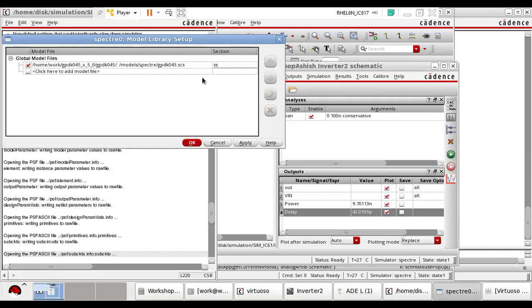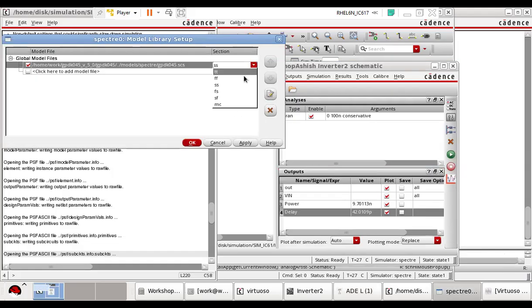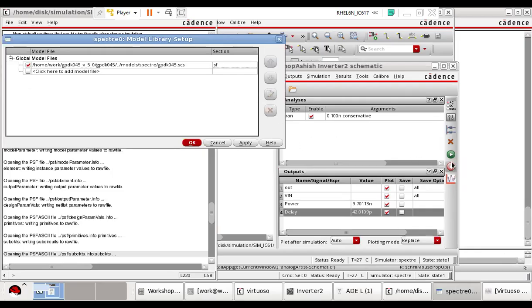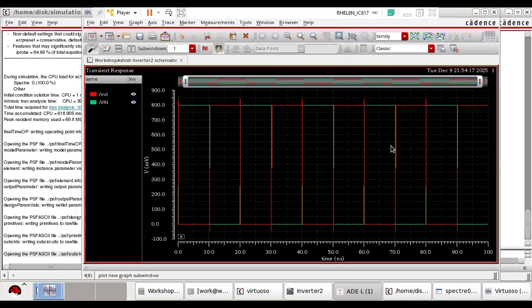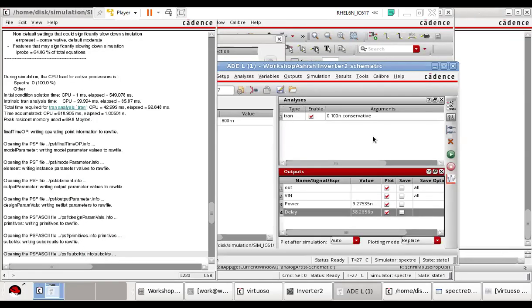Similarly, any other corner we can choose. Let us go for slow NMOS, fast PMOS. What will happen in this case? Slow NMOS, fast PMOS is usually taken as the worst case corner in many cases. See, the power dissipation is 9.27 and the delay is 38.2656. Now, please see that these are actually the impact of the process corners.